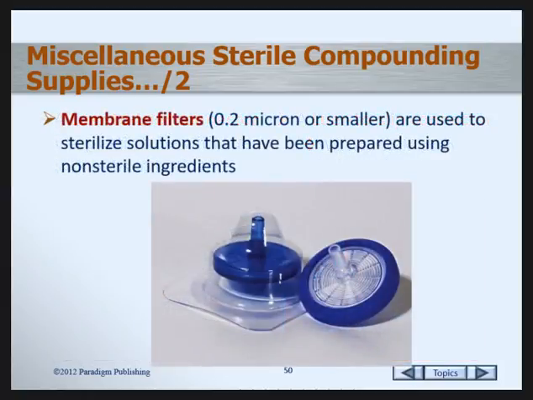A membrane filter is generally 0.2 microns or smaller and is used to sterilize solutions that have been prepared using non-sterile ingredients. So these membrane filters are generally used in preparing high-risk compounding products. There are times when some drugs do potentially have a precipitate, and for safety reasons, so that nothing like a crystal or a precipitate goes through, an inline filter is indicated.